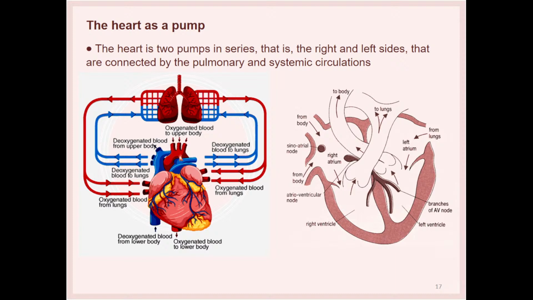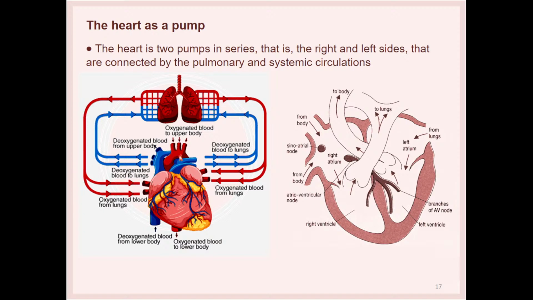Atrioventricular valves, you can see these, the right and left atrioventricular valves. These valves separate the atria from ventricles. The right atrioventricular valve is the tricuspid valve, the left is the mitral valve. These valves open during ventricular relaxation, it is diastole, to allow blood to fill the ventricles, and close during ventricular contraction, systole, to prevent backflow of blood from ventricles into the atria.